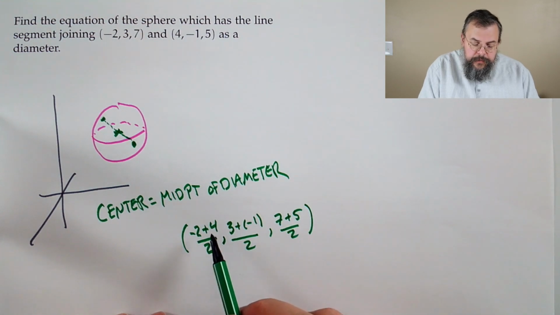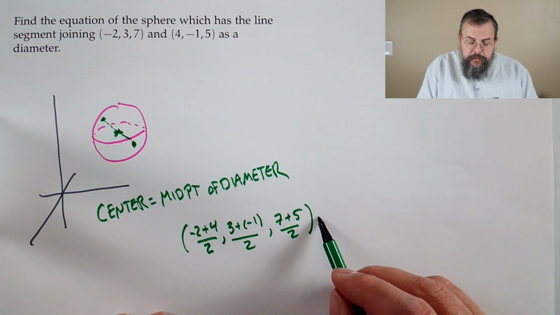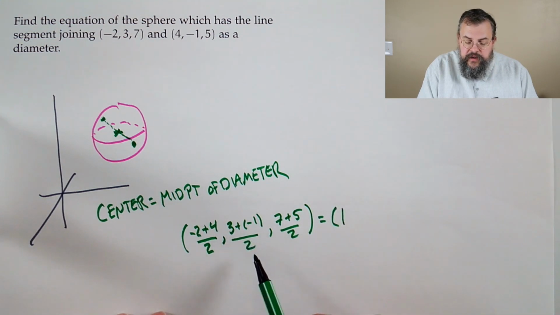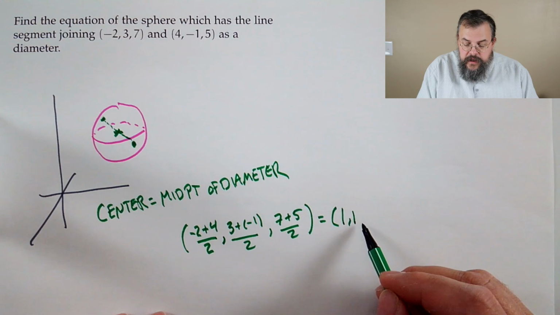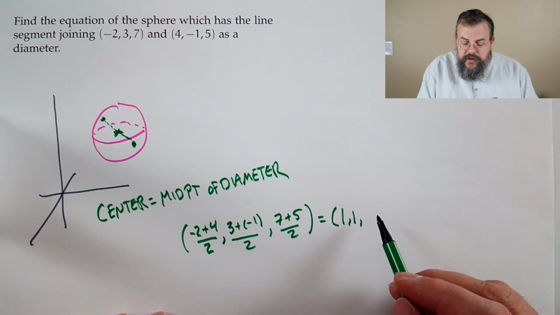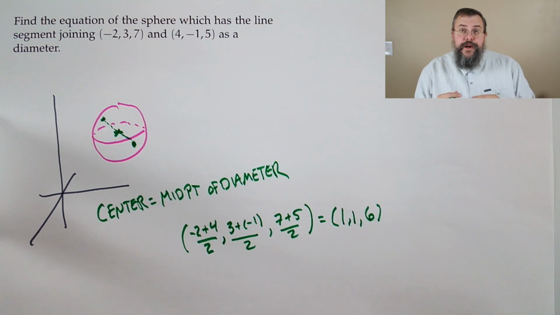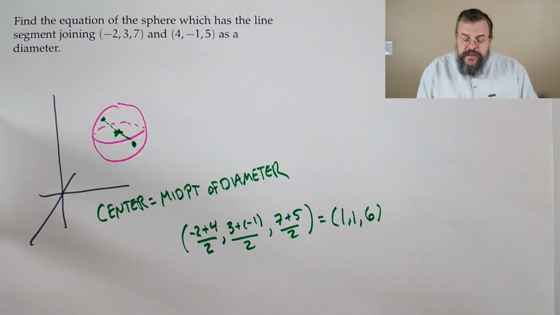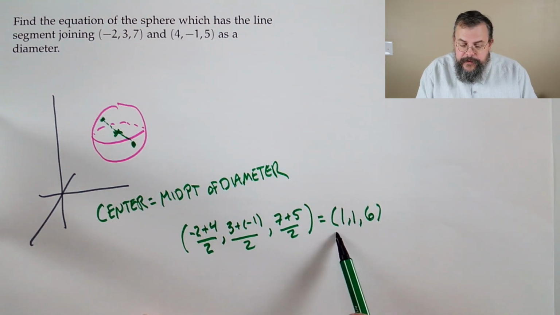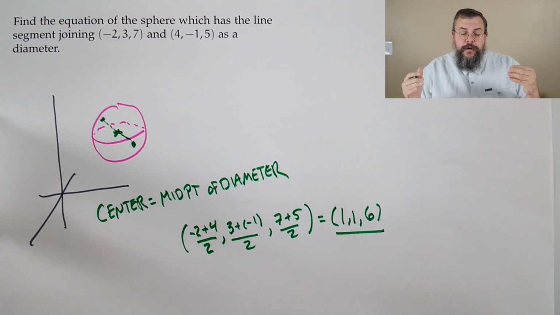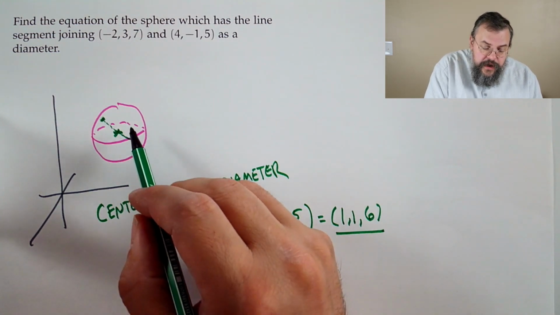And if we do that, -2 plus 4, well, that's +2 divided by 2 gives us 1. 3 minus 1 is 2, divided by 2, also 1. And 7 plus 5 divided by 2 gives us 6. So now we have a point that's halfway in between, the center. So this is good. We know our center. Now that's not enough for a sphere. We also need to know another piece of information, which is our radius. But once we have the center, we're good to go.